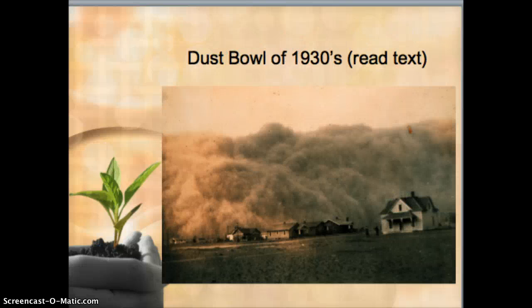The Dust Bowl of the 1930s, of course, is a very tragic example of soil erosion across the U.S. Your textbook has a really good summary review of what happened in the Dust Bowl, and I'm sure maybe you've learned about it in your history classes as well.